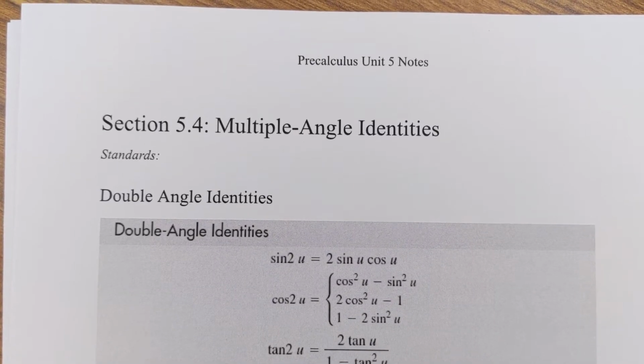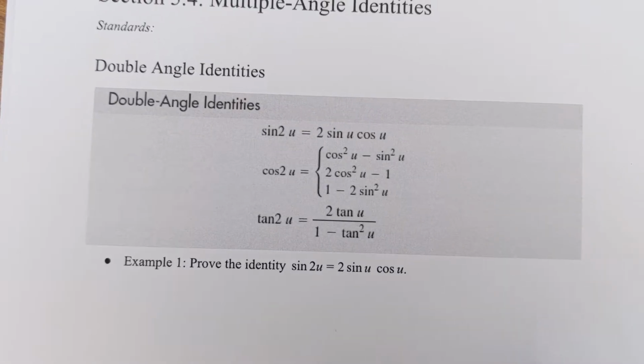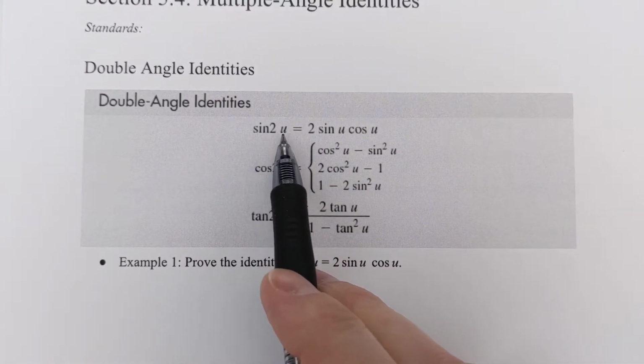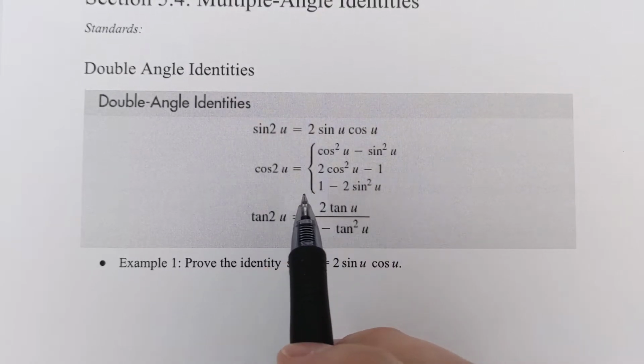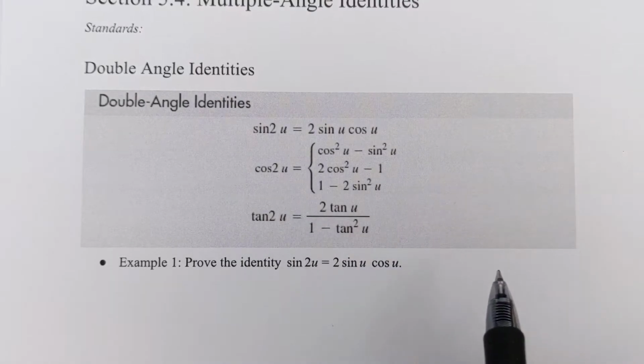So you got the notes for section 5.4, which is the multiple angle identities. The first one we've got is the double angle. So here's sine's double angle. It should be 2u, not sine squared. The 2 should actually be a coefficient on the u mostly. So it looks like this, and so on and so forth.